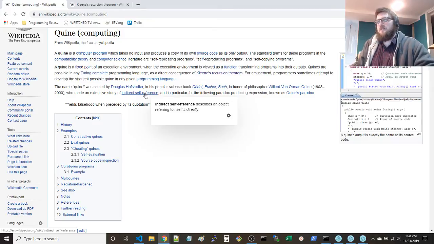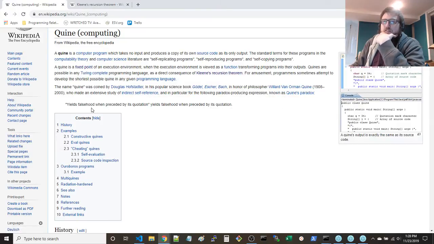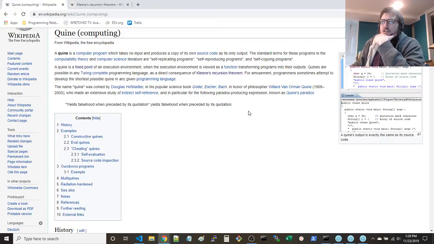An object referring to itself indirectly. Wow. And in particular for the following paradox-producing expression known as Quine's paradox: "Yields falsehood when preceded by its quotation" yields falsehood when preceded by its quotation. This is Quine's paradox.